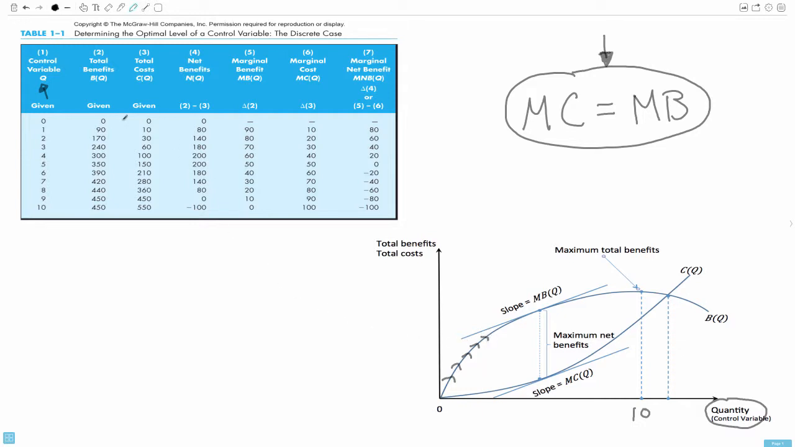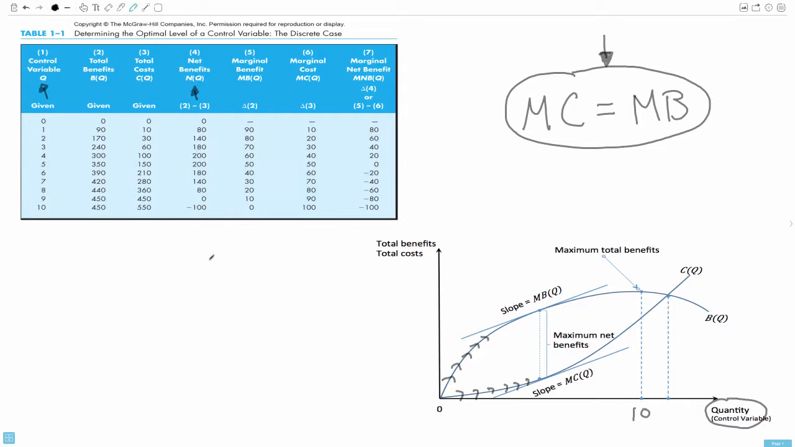Now, at the same time that you are producing, you also are generating some cost. If you produce nothing, your cost is 0, which is equivalent to this 0 right here. As you produce more and more, your total cost is also going to be increasing, which is equivalent to going over this line. Now, notice that the net benefits are equal to total benefits minus total cost, which is subtracting this column minus this column. 2 minus 3 is going to give you this, which we call net benefits.